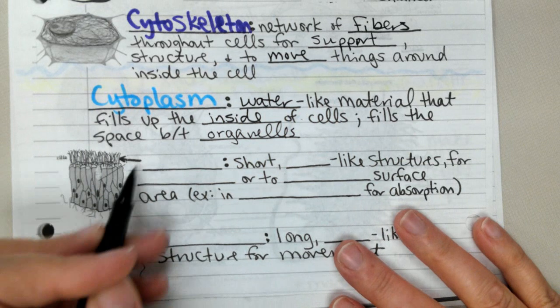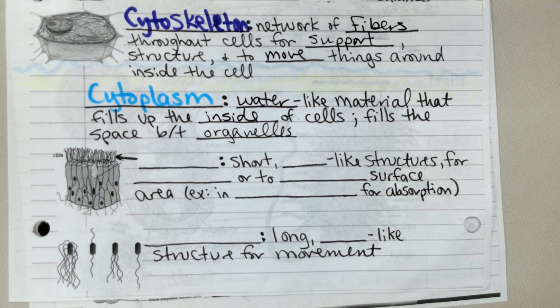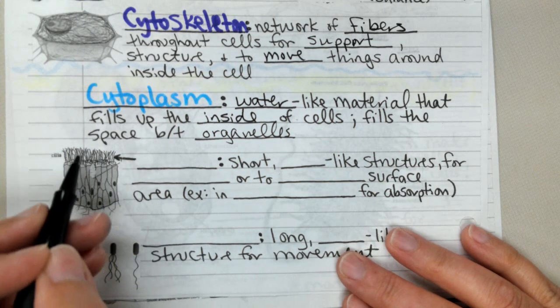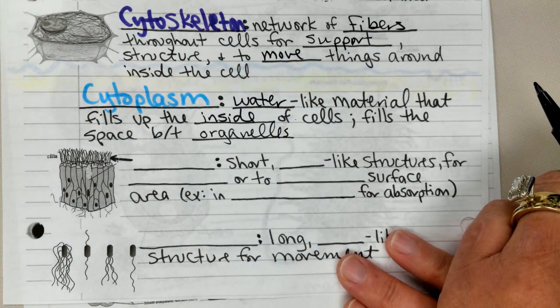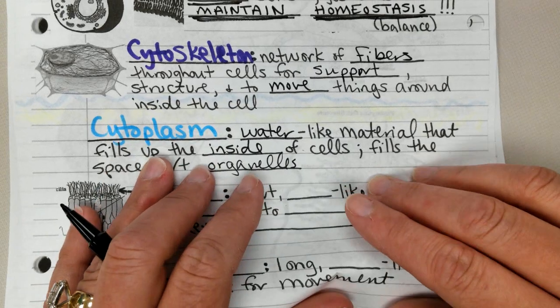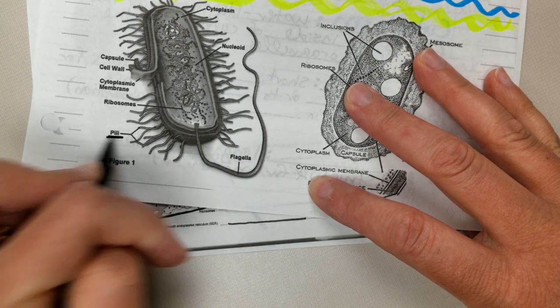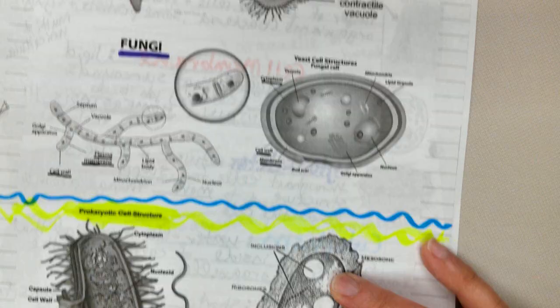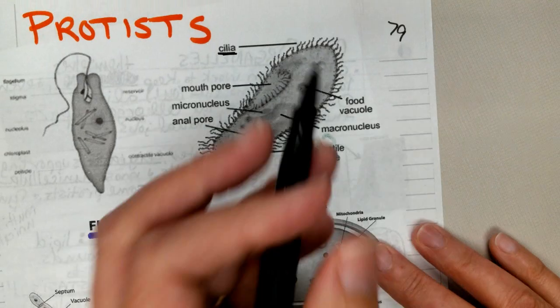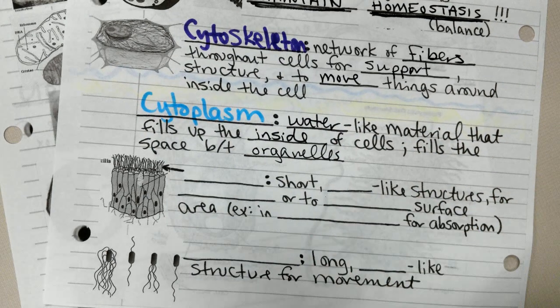So cilia for us, as far as humans go, are going to be either for increasing surface area or to move stuff around, not so much the cell itself. But then other things, smaller things, bacteria and protists and stuff like that use cilia. So this one in the microbiology section, we labeled that cilia. And then they have cilia, and that's really for moving the cell itself, okay? So cilia.